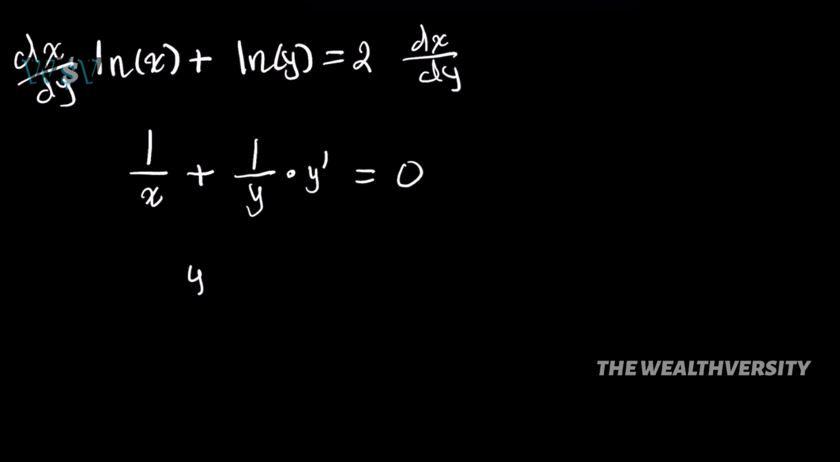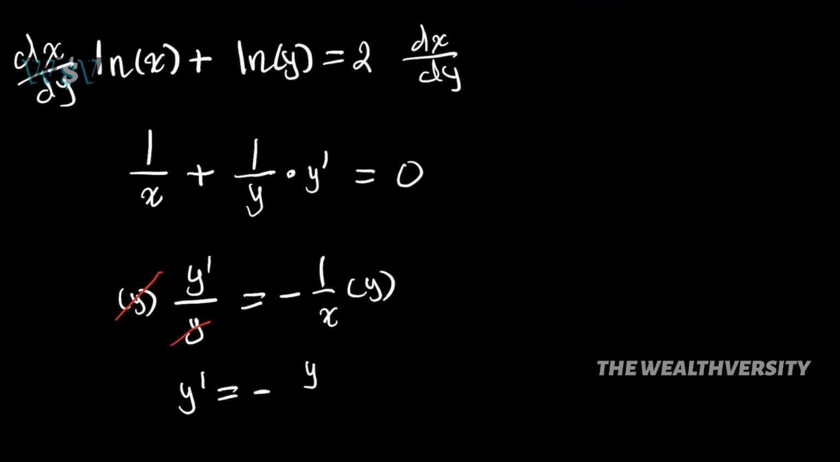Now we move the 1 divided by x to the other side, and we get that y prime divided by y is equal to negative 1 divided by x. To isolate for y prime, we multiply both sides by y, and we get that y prime is equal to negative y divided by x. We have one more example, which is a little bit harder than the other examples.